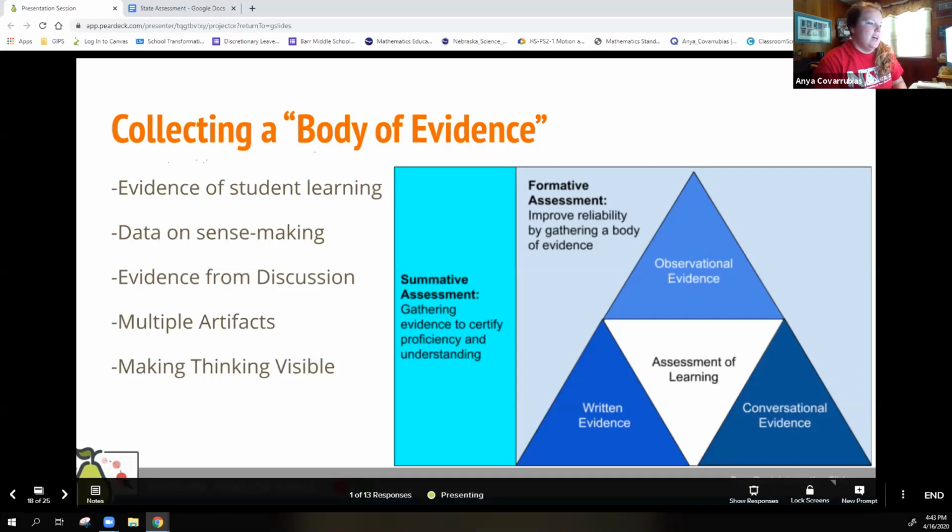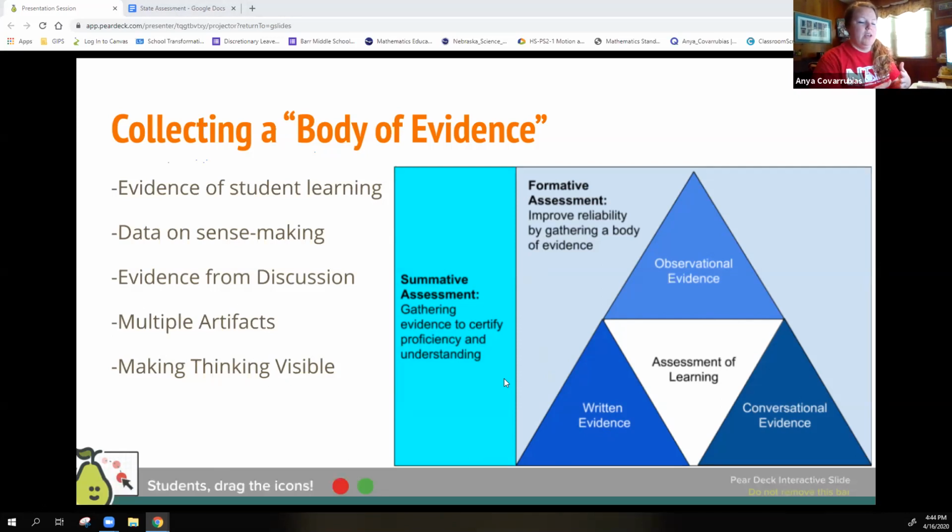And so here we have these little drag and drop dots again for you to mark. When we're thinking about evidence of student learning, we found a graphic that we liked and we remade it with some adjustments. But the summative assessment really is gathering evidence to clarify the proficiency more at the end. And these formative assessments really can be a couple of different things to assess the learning. It can be conversational evidence, written evidence, or observational evidence, and really collecting multiple artifacts instead of just relying on that one quiz or that one exit ticket or that one test at the very end.